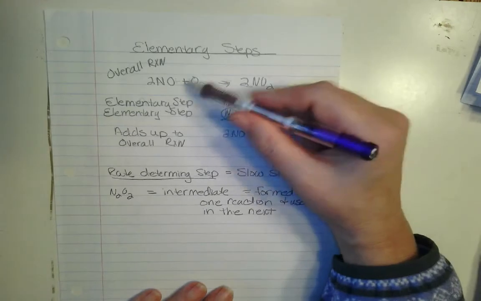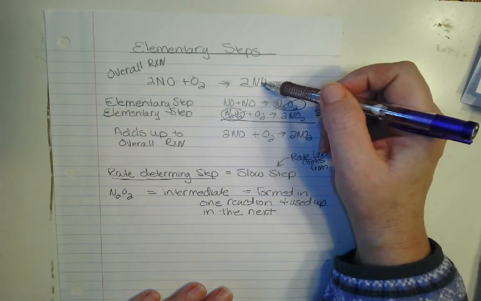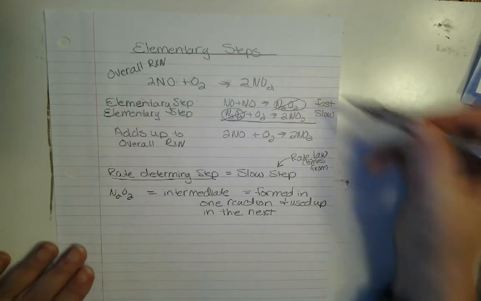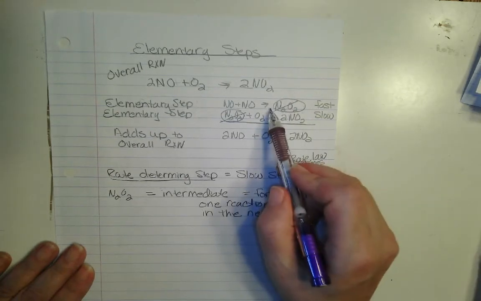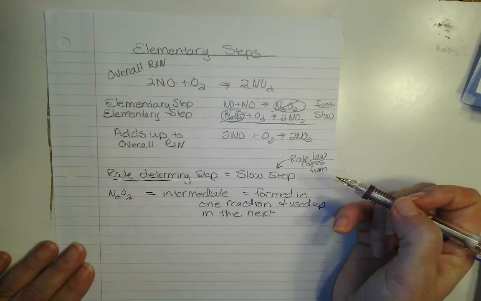So here we wouldn't know what our elementary steps were if we were just given this equation, which is why we need to determine things from experimental data. Now, the other thing to notice is that these 2 elementary steps add up to this equation. You will not have to do that.